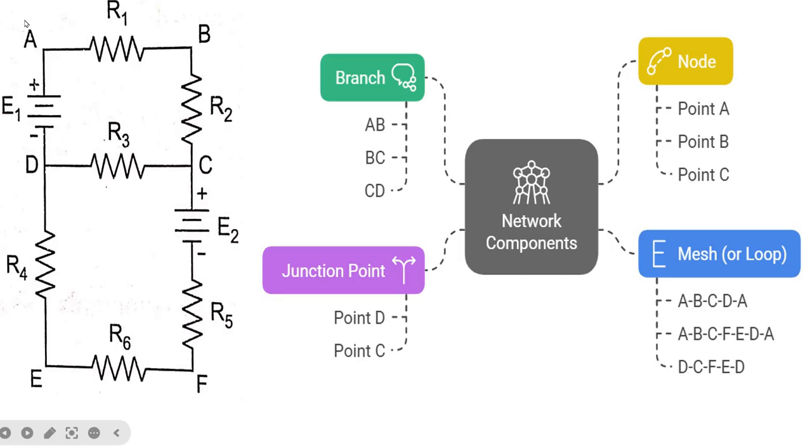What are the nodes here? Nodes are A, B, C, F, E, D. These are all the nodes. What are the junction points? Junction points are only two here, that is C and D. And your mesh or loop: first is A, B, C, D, A. This is one mesh. Second is A, B, C, F, E, D, A, the bigger outer one. This is one mesh. Then D, C, F, E, D. This is another mesh.